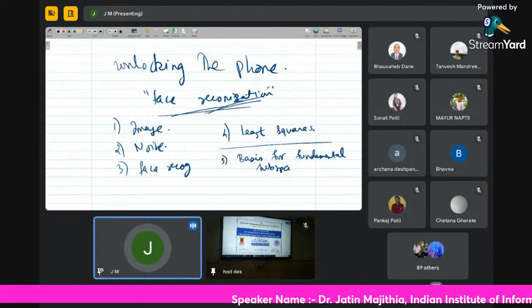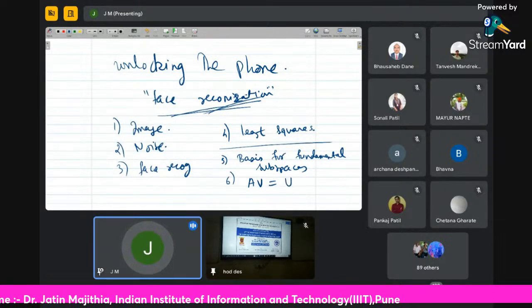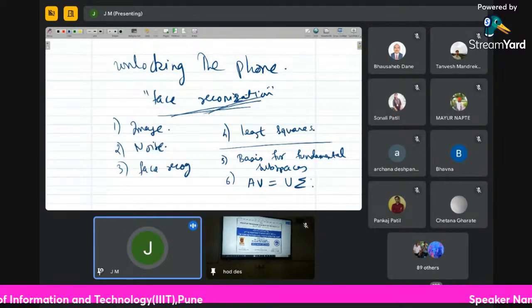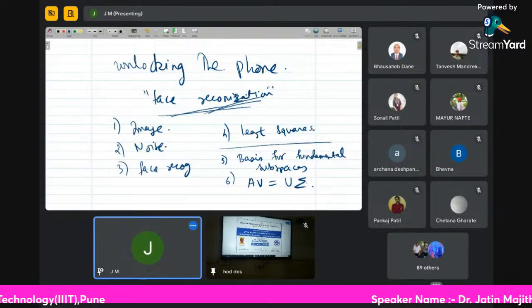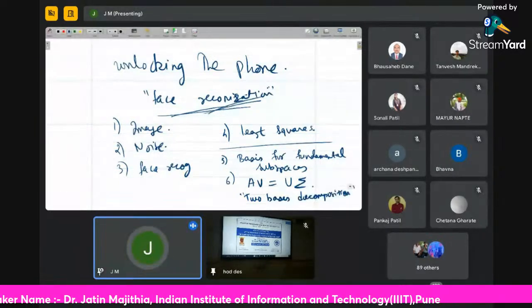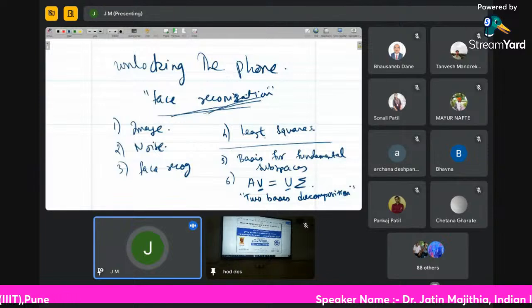We also saw how it helps to send orthogonal vectors to orthogonal vectors. So it's a two basis decomposition. Another good one, diagonalization, is a single basis decomposition, whereas this is a two basis decomposition, because here you have U and V, two different matrices.